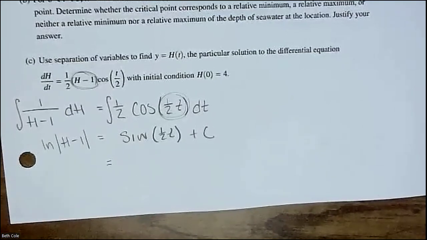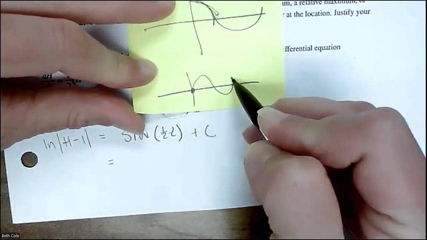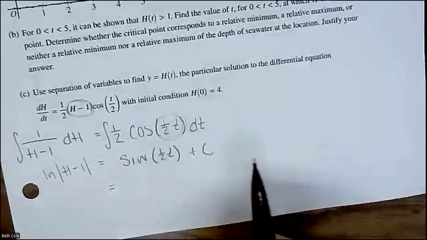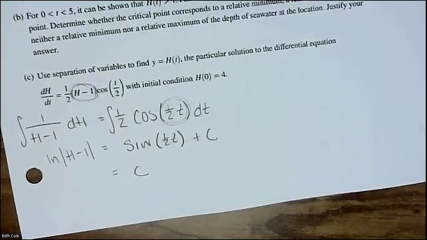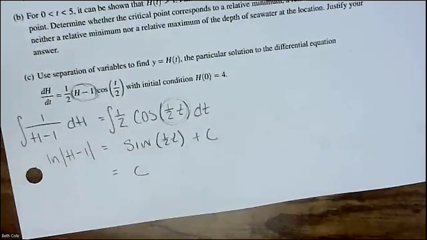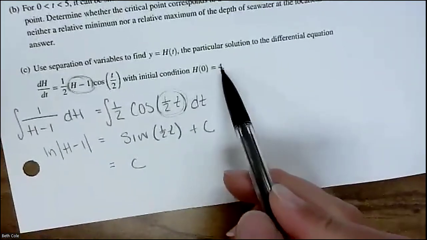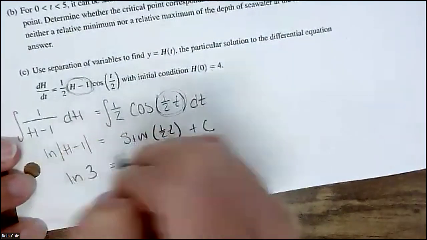Sine of 0. 0. Look, if you draw sine, where does it start? 0. Sine of 0 is 0, which is good because all this gets wiped out and you just have c. I'm a little nervous, but we'll continue on. All right, and then what are we plugging in for h? 4. 4 minus 1 is 3. Absolute value of 3 is 3.